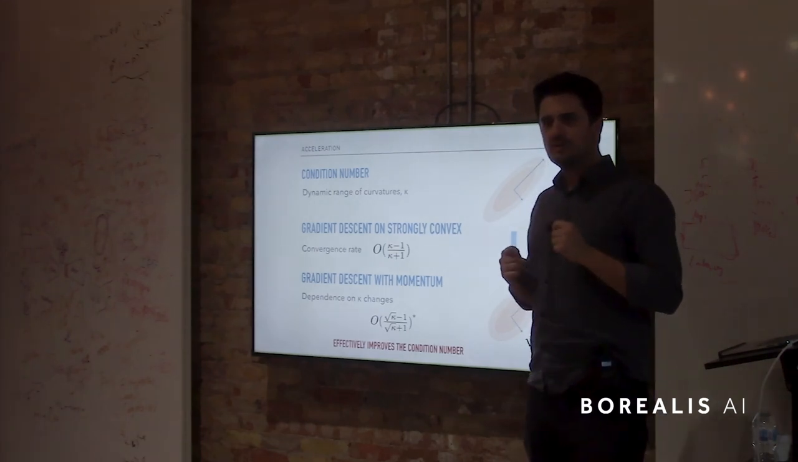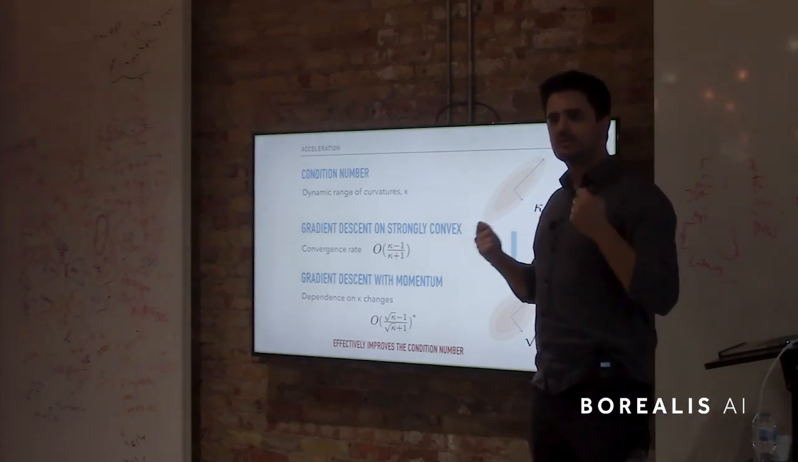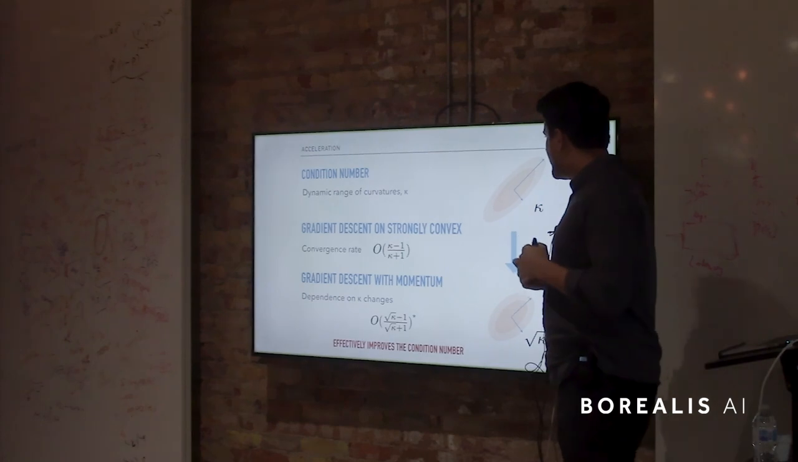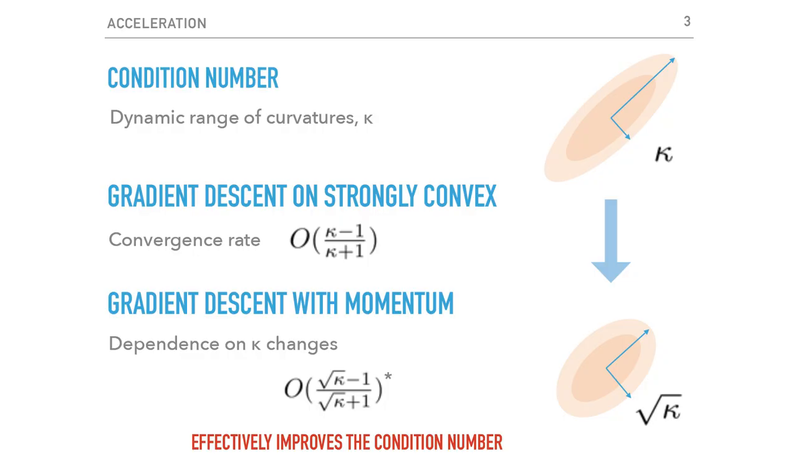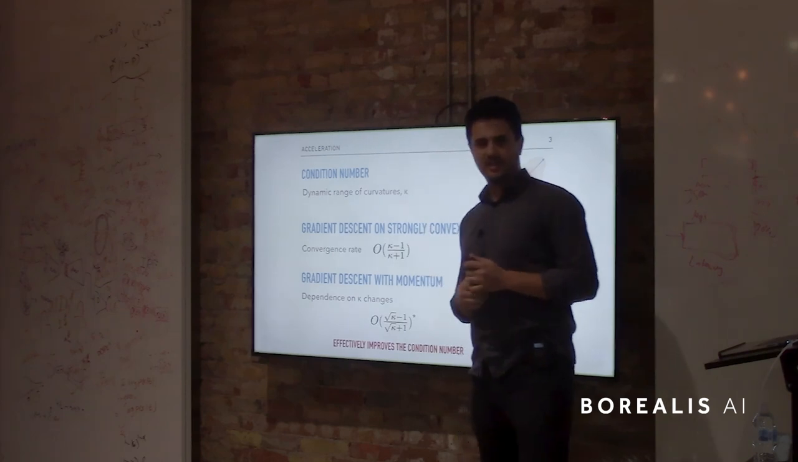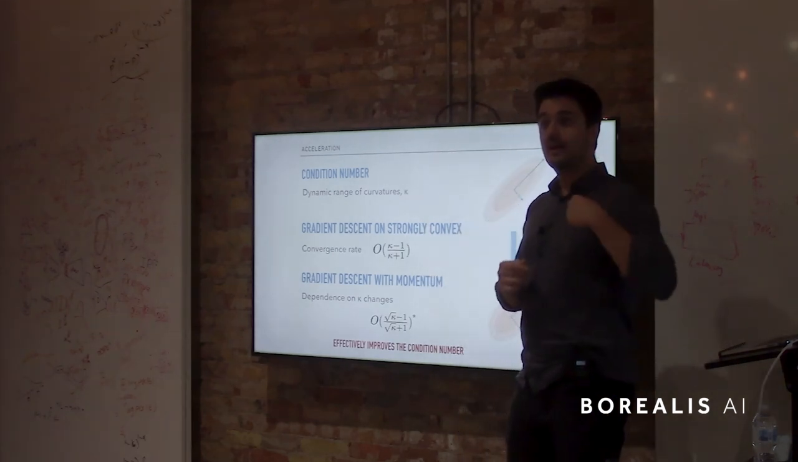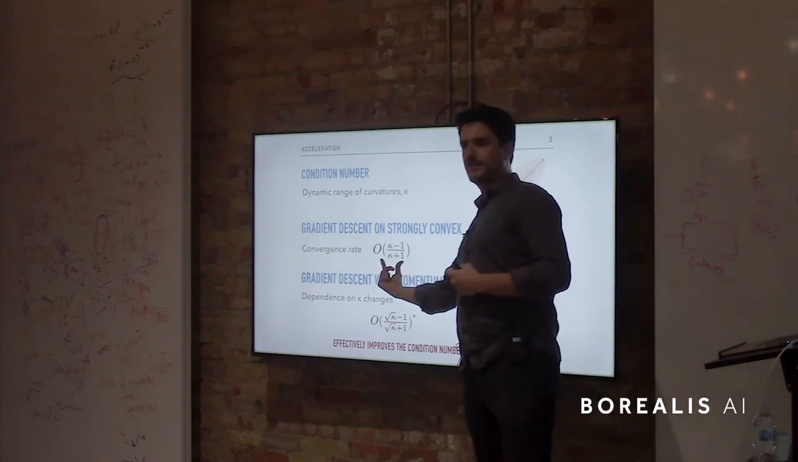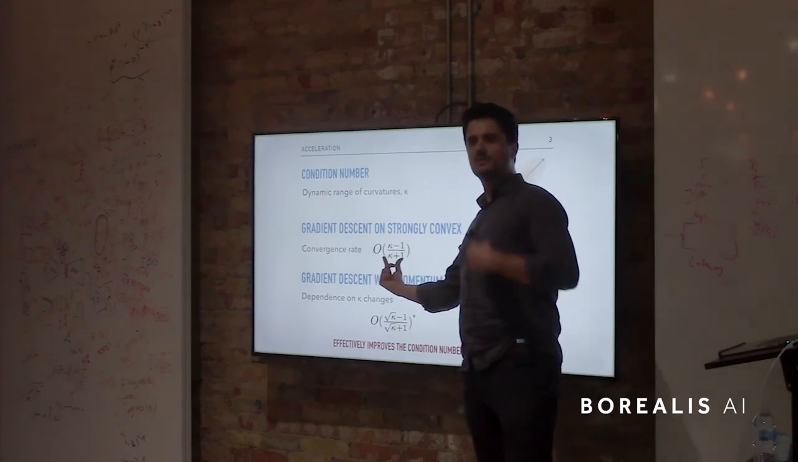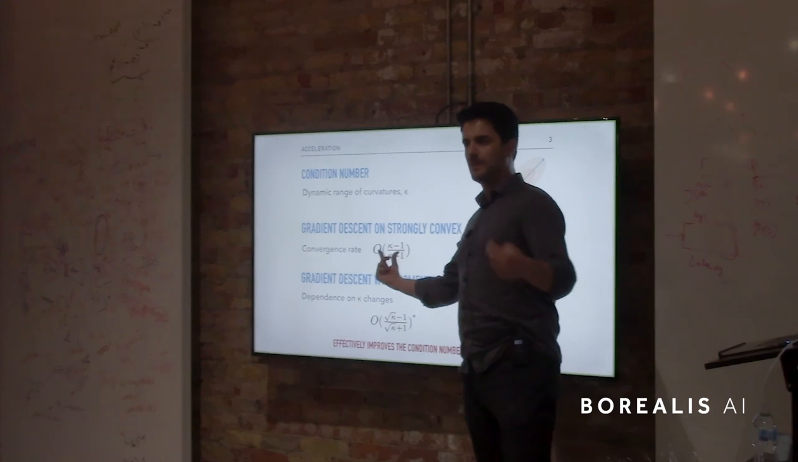So a high number is bad. It's a badly conditioned problem that has a large condition number. And classic results for specific classes of convex optimization, strongly convex optimization, tell us that gradient descent has this convergence rate. So essentially, with every step I take, my distance from the minimum shrinks by this amount. I multiply my distance with this amount, okay?